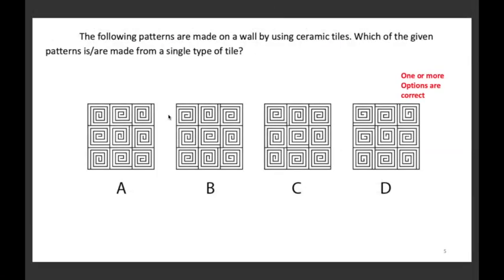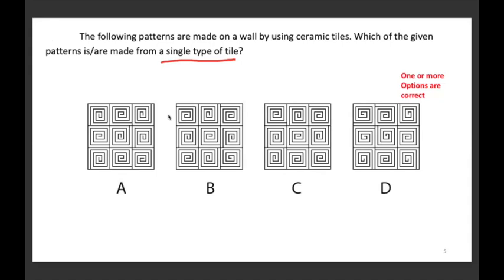The following patterns are made on a wall by using ceramic tiles. Which of the given patterns is or are made from a single type of tile? What you're given here is a ceramic tile and there are some patterns made on the wall. They are made using one single type of tile. You have to identify which patterns are made from a single type of tile. If you look at the options very carefully, the tile looks the same.